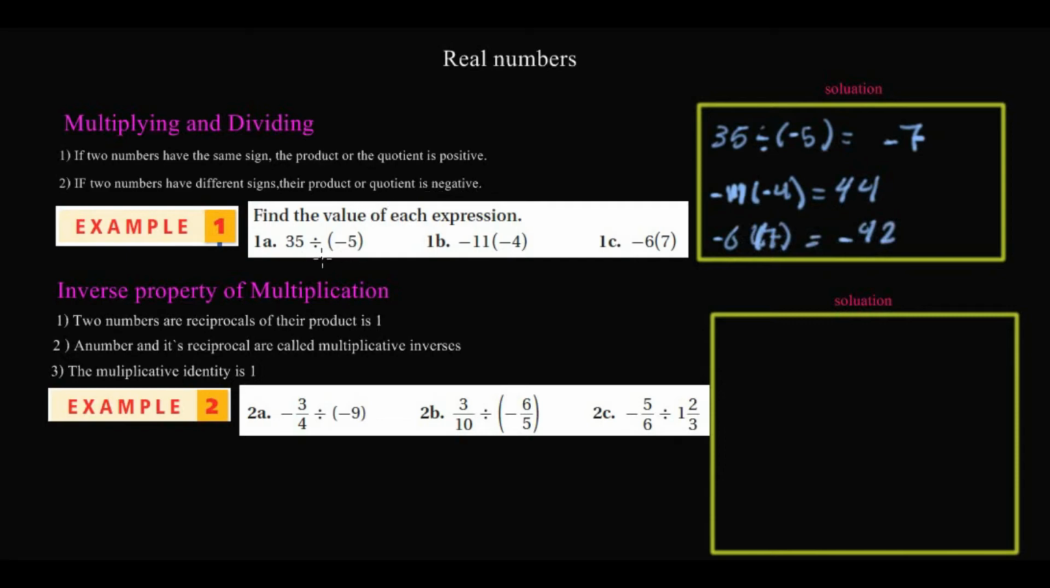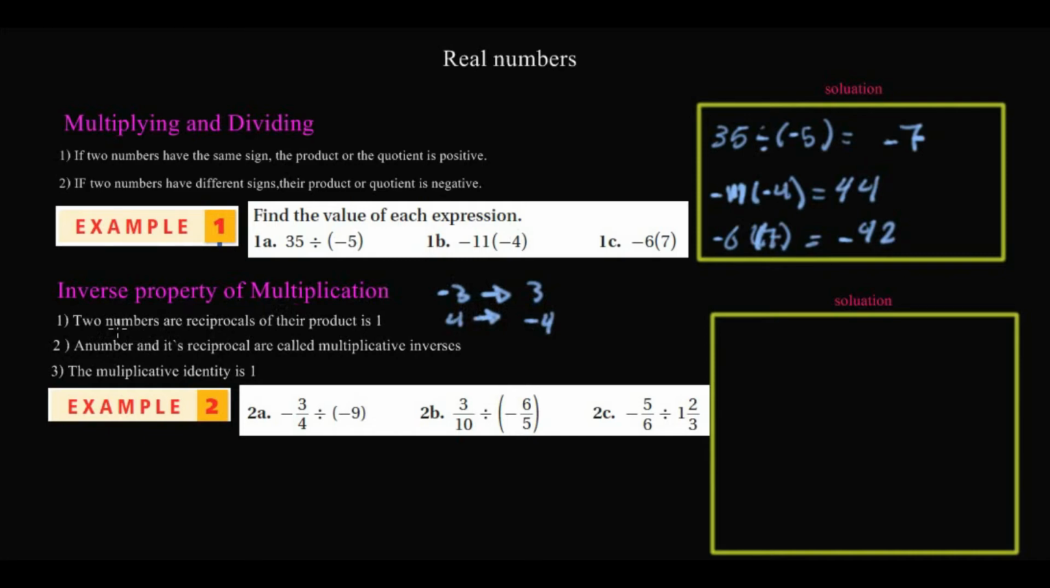The second part is called the inverse property of multiplication. We studied before the inverse property of addition and subtraction: if we have a number like negative 3, its inverse is the same number with a different sign, like 3. And if we have a number like 4, its inverse is negative 4. That's for addition and subtraction.